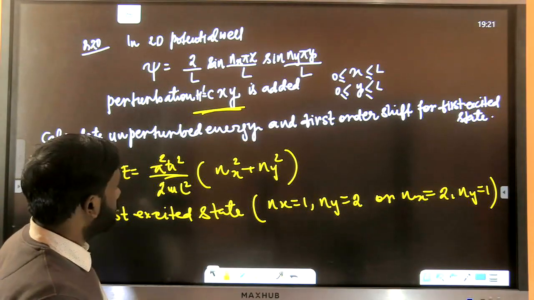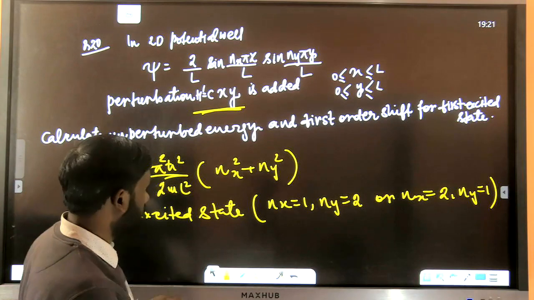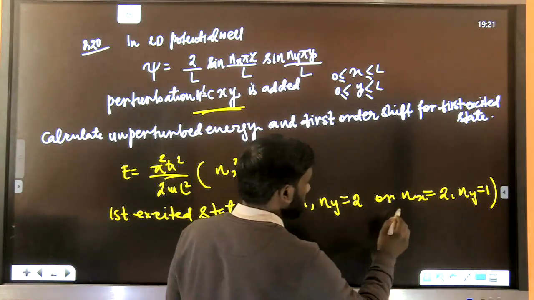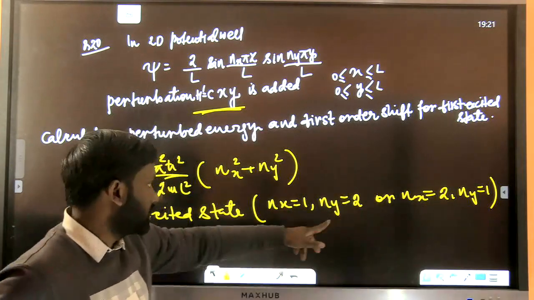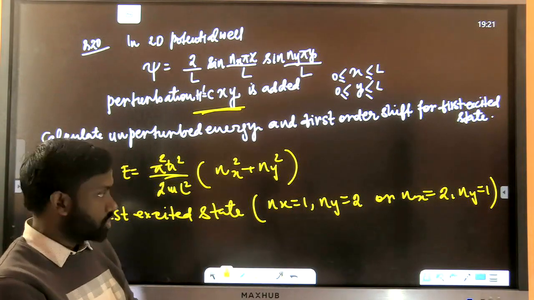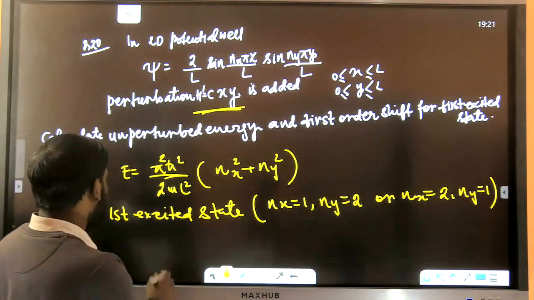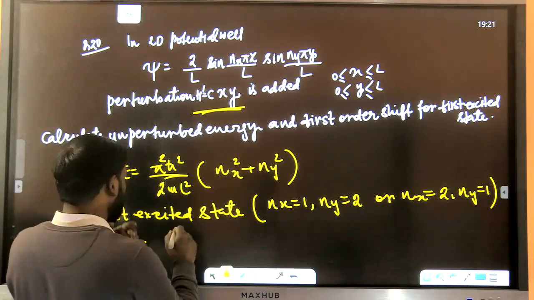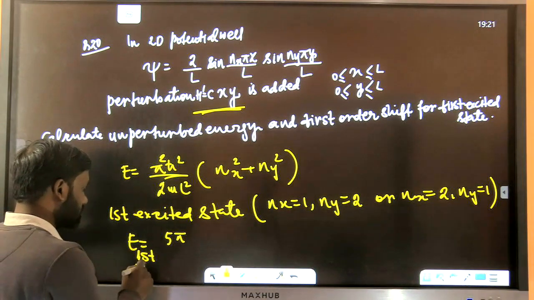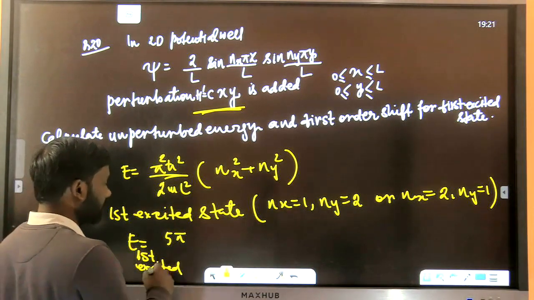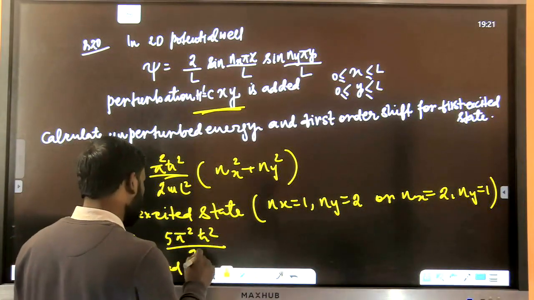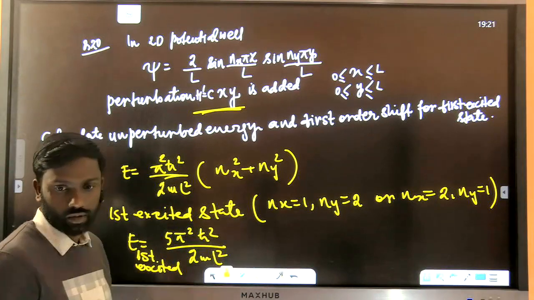Now you see that there are two states which we can call first excited state, because both of these give the same energy. So we can say the first excited state is twofold degenerate. The energy of the first excited state, if you put 2 and 1 here, you get 5π²ħ²/(2mL²). That's the energy.